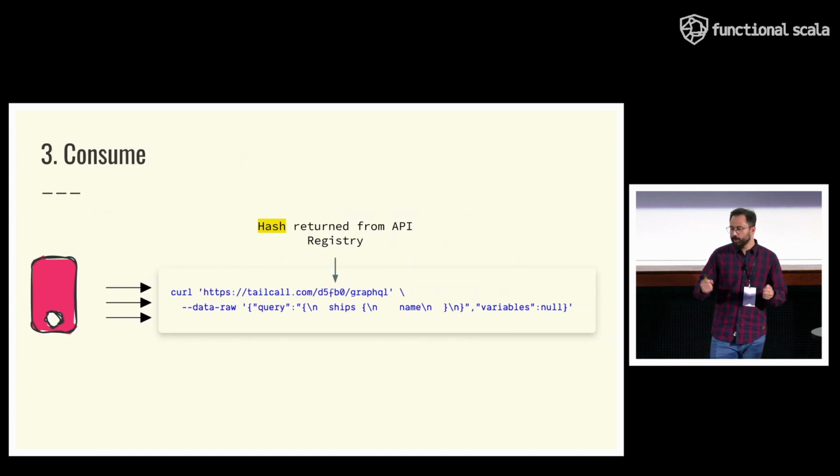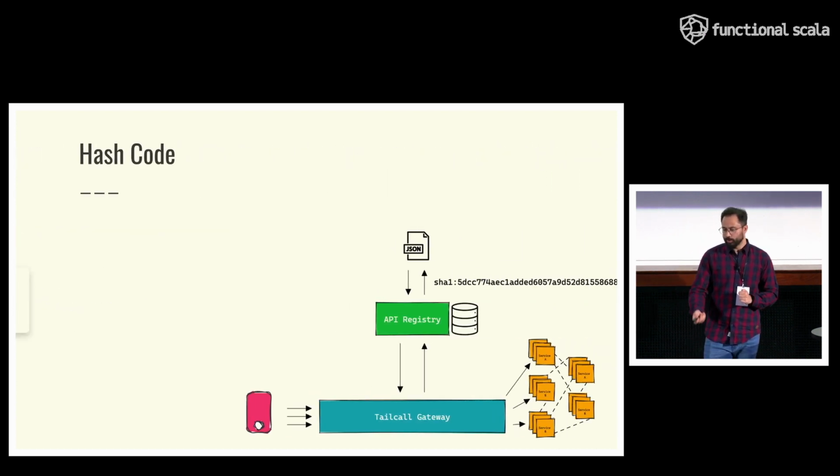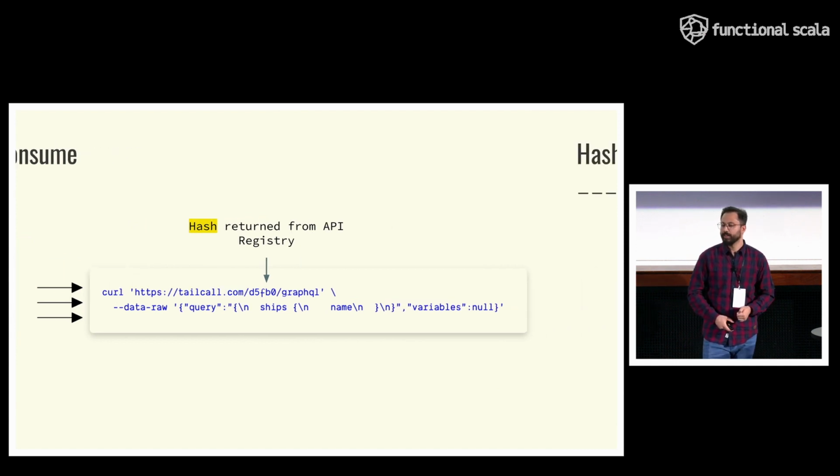The way you consume it is make an API call, and any request that you make, you have to send the hash. The hash is a unique identifier for that spec. And if the spec changes, the hash changes. So you can only make a request for a particular specification, and that specification is identified by the hash. So this is an example of GraphQL. You could use any request.